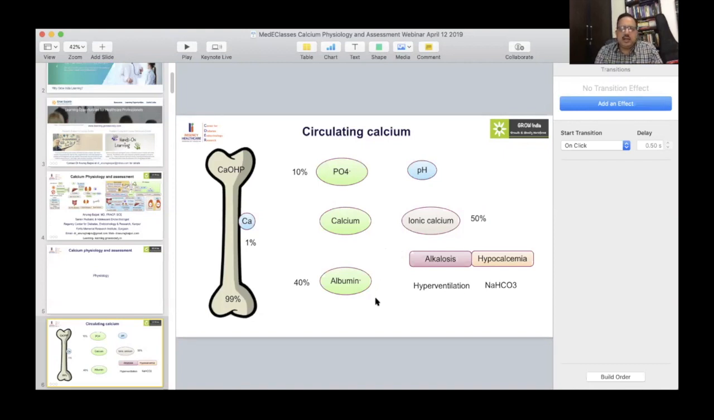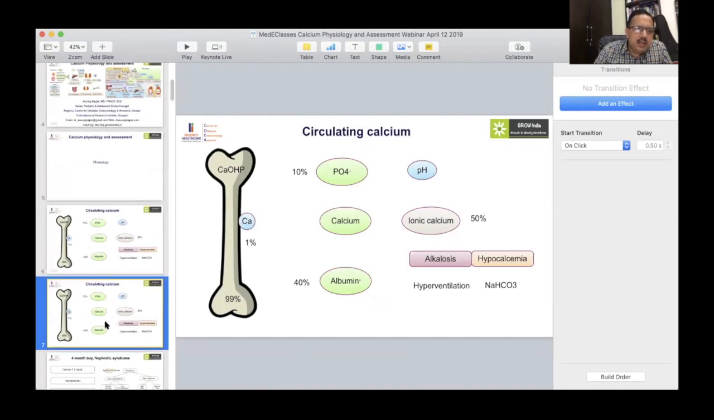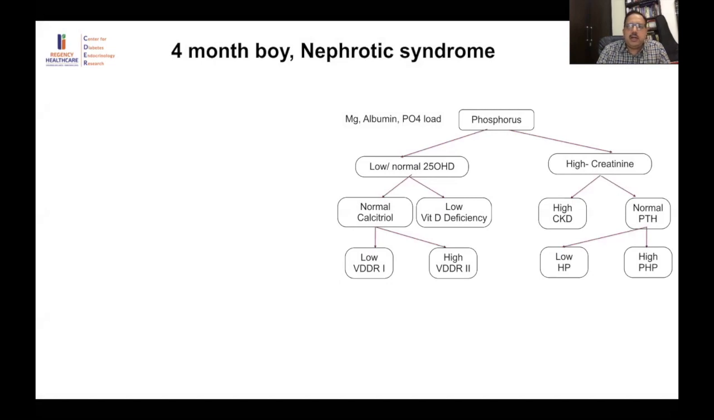What we see clearly is that metabolic acidosis is definitely a situation which will cause decreased binding of calcium to albumin, and therefore will result in a higher level of ionic calcium. Having discussed that, we'll now go through cases which will tell us about the clinical situations.